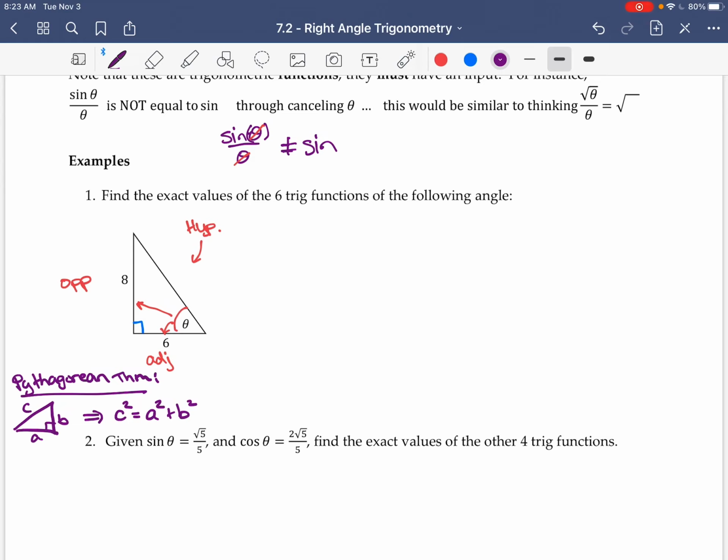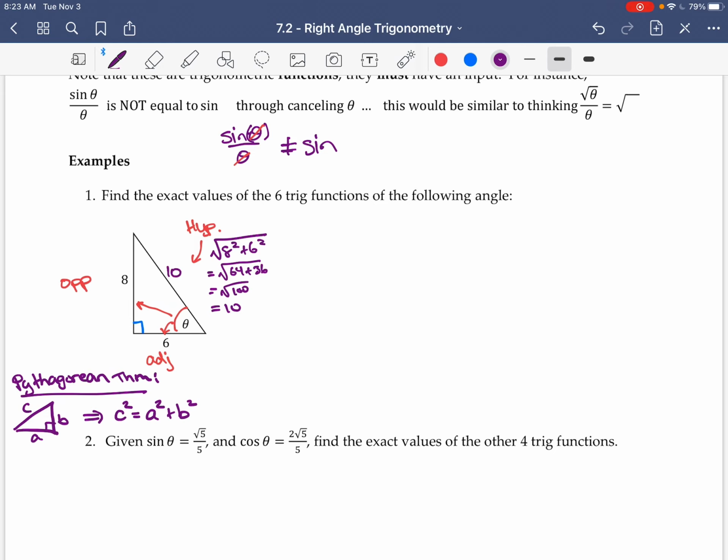So that means here, the hypotenuse length is going to be the square root. Let's just write it here. The square root of 8 squared plus 6 squared. 8 squared is 64, plus 36. So this is the square root of 100, which is actually 10. So that length is 10.